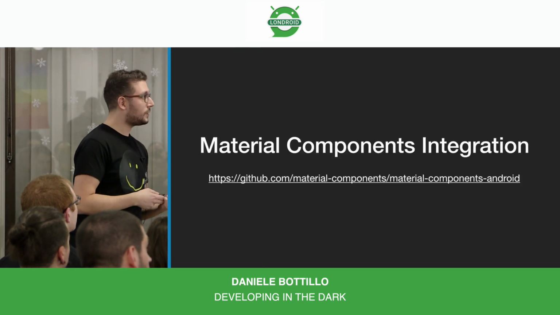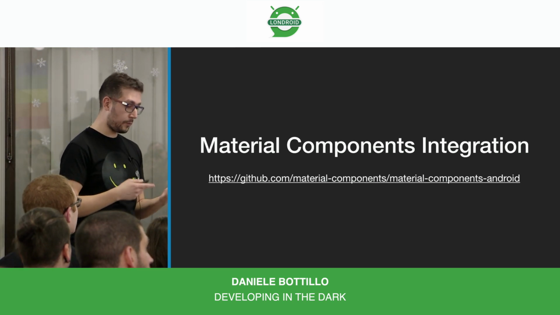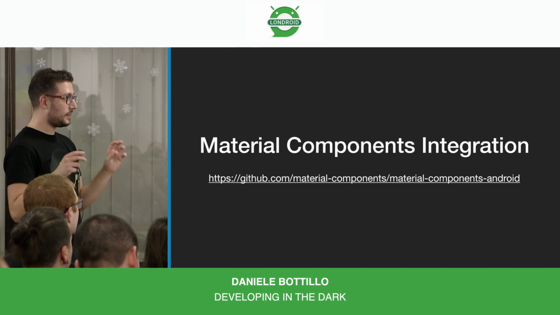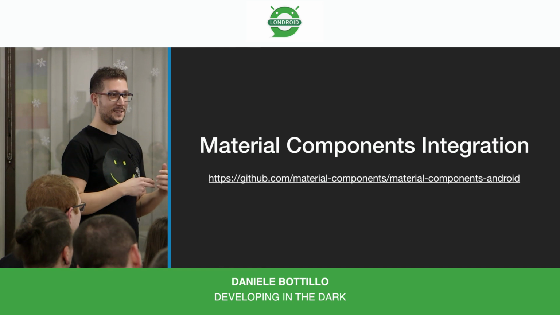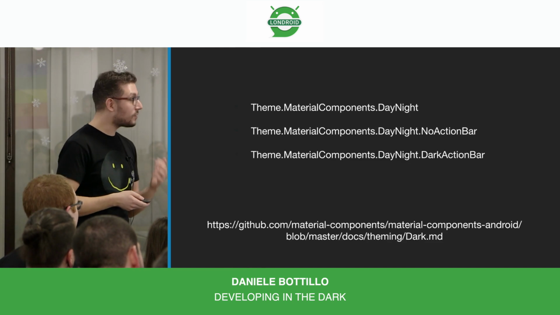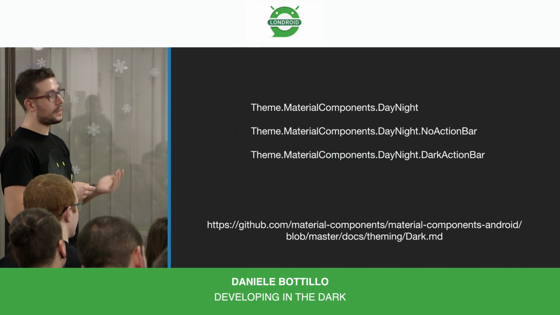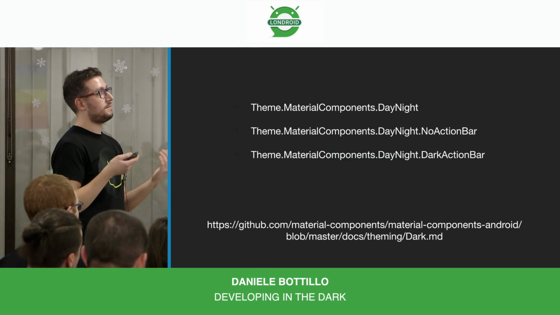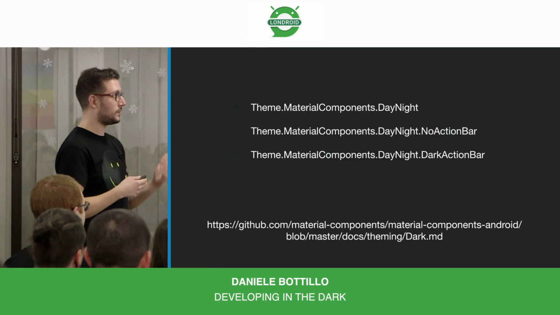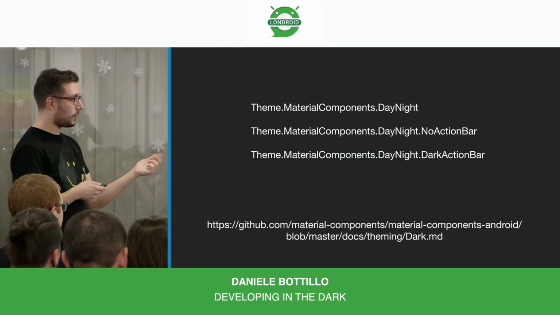The second thing that we did, as I mentioned, was the material component integration. So this is like a drop-in replacement for the Android Design Support Library, and basically implements the material design specification better than the other one. The reason that we decided to use it was that it already defines day-night themes, which means most of the basic components will already be working because it's already done by them. Also, they have quite good documentation.